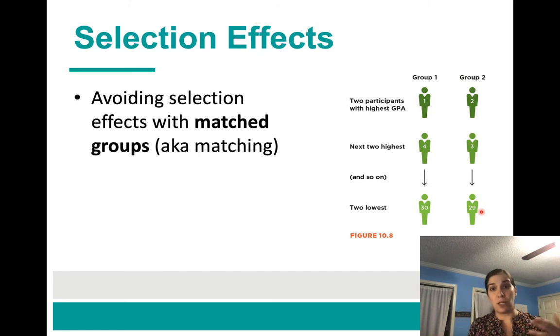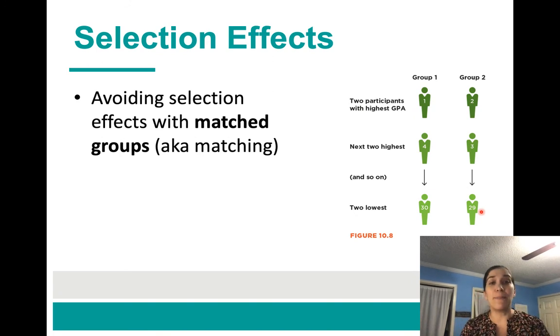So if it's gender, it's sex, not gender or something else, but if it's biological sex, then you might take group 1 and make sure that they have equal number of males and females to group 2. And so that way you're making sure that the groups are matched on this variable that might be an issue. This is another way of controlling for that variable.